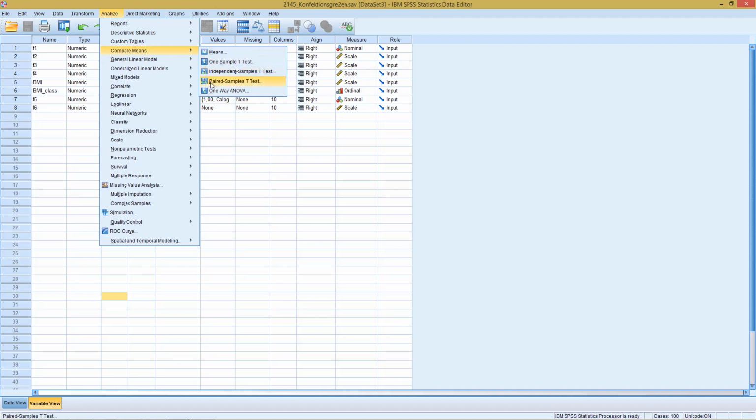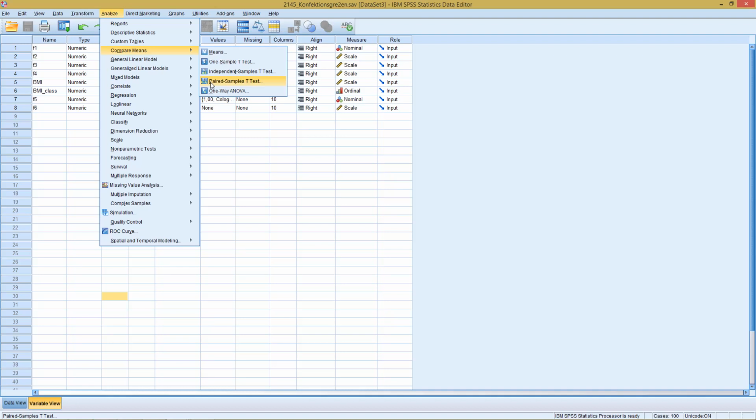Independent sample means I have two separate groups. Someone who's part of the first group is not part of the second group. Also, independent samples are collected at the same time. Paired samples are different. With paired samples I have the same observations in both samples, but I collect the data at two different points in time.